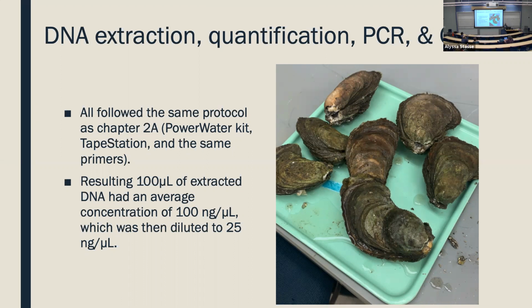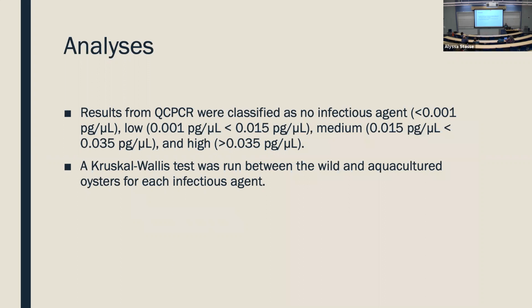And so the average concentration of these was 100 nanograms per microliter. I diluted this down to 25 nanograms per microliter because that is all I needed in my assay. I then classified these results as no infectious agent, and I set those limits on low, medium, and high, so that I could compare those limits to the histology classifications. I ran a Kruskal-Wallis test between the wild and aquacultured oysters for each infectious agent to determine if there were any differences between wild and aquacultured.